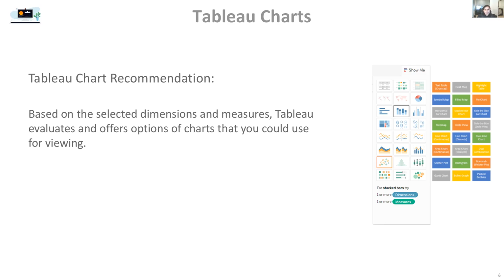The 24 charts that Tableau directly supports include text table, heat map, highlight table, symbol map, field map, pie chart, horizontal bar chart, stack bar chart, side-by-side bar chart, tree map, circle view or dot chart, side-by-side circle view, line chart, dual line chart, area chart, scatter plot, histogram, box and whisker plot, Gantt chart, bullet graph, and packed bubbles or bubble charts. Okay, let's start with bar charts.